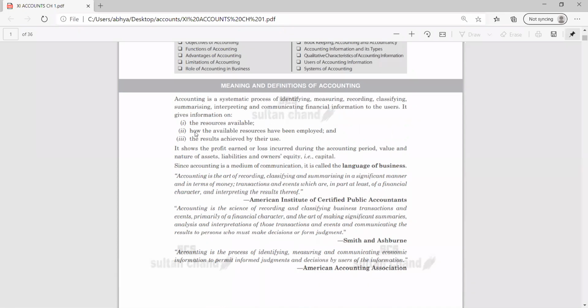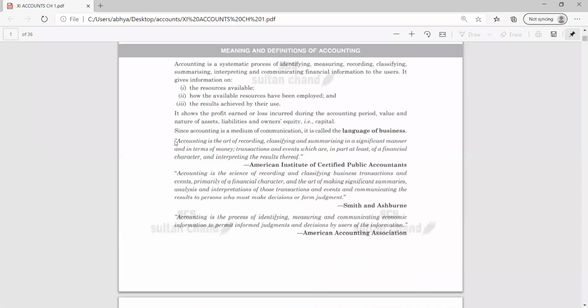So in accounting, in the first topic we did the meaning and definition of accounting. Here I told you this definition.